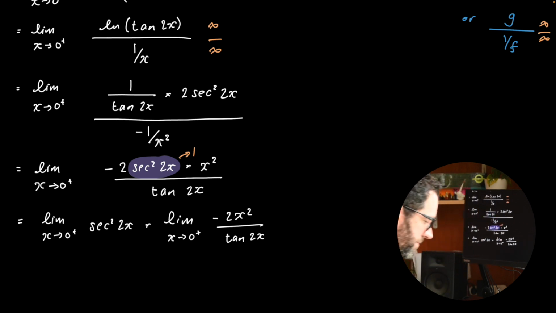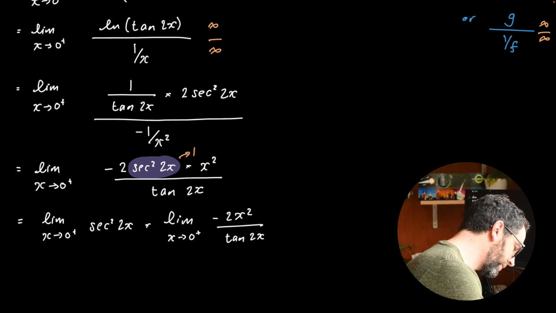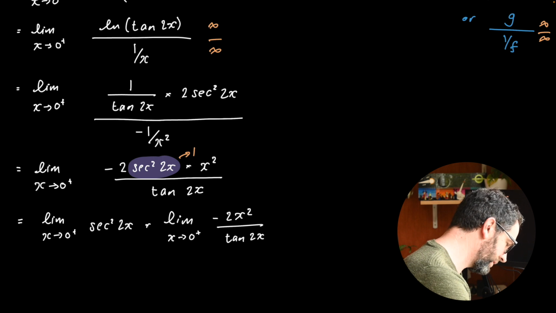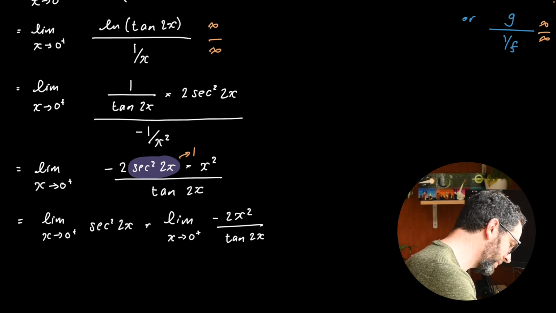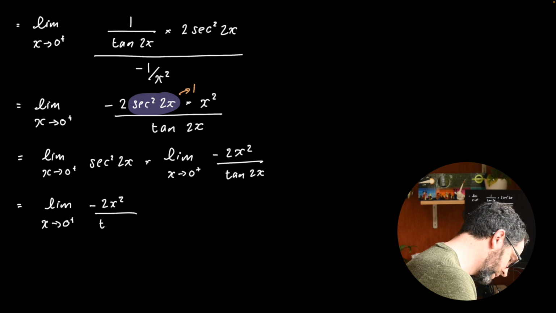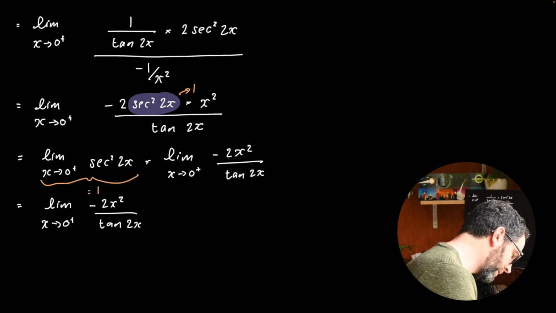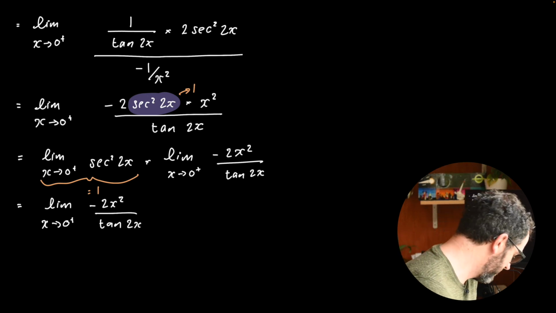Okay, so that's interesting. The first part of that product, the limit here, is just going to be equal to 1, so I can just forget about that now. So we're going to make it one more line: equals the limit as x goes to 0 from the right of negative 2x squared over tan 2x, because this piece equals 1. We've just got rid of a term that we know how it behaves, so we can ignore it and focus on this.